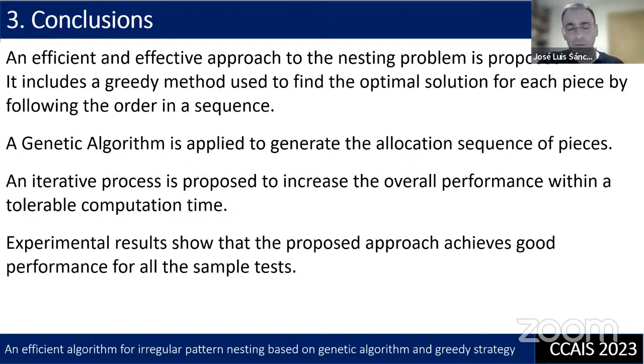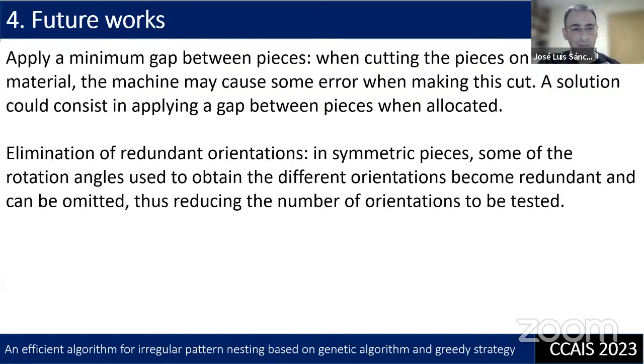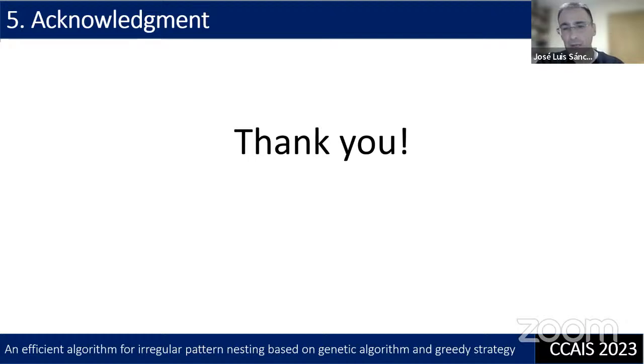With regard to our conclusions, we have proposed an efficient and effective method for the nesting problem. A genetic algorithm is applied so as to generate the sequences of pieces, and experimental results show that our approach achieves good performance for all the sample tests. There is some future work we will try to do. As an example, apply a minimum gap between pieces so as to avoid some error when making the cutting of pieces, and the elimination of redundant orientations in some cases. That's all about our research work. Thank you.